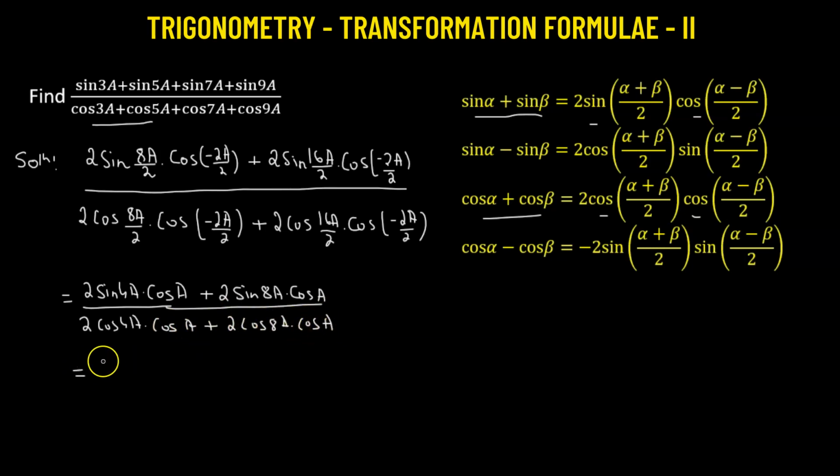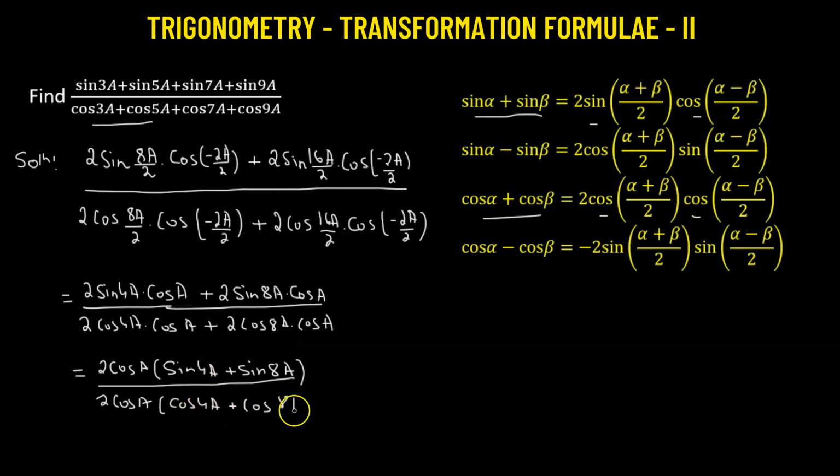So let's factor out 2 times cosine of a from the numerator. From the two terms in the numerator, this will get multiplied to sine 4a plus sine 8a, whole divided by, now in the denominator also we can factor out 2 times cosine of a from the two terms of the denominator. So this will get multiplied to cosine of 4a plus cosine of angle 8a. So we can factor out 2 cosine of a from the numerator and the denominator.